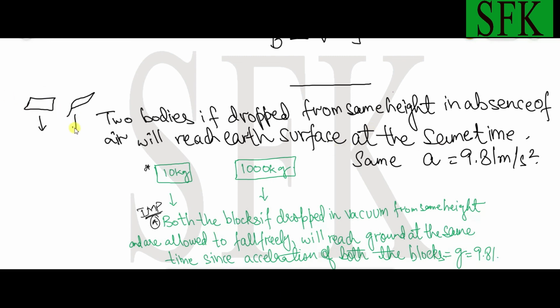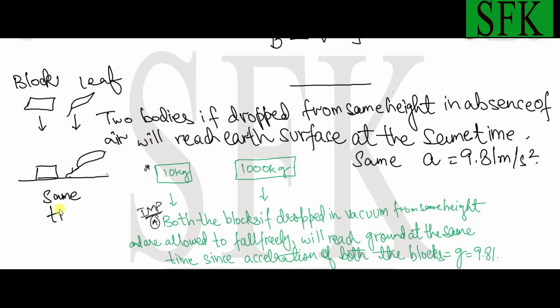So if I have a leaf and a heavy block, and they are both dropped from the same height, they'll reach the Earth's surface at the same time. They both will hit the Earth's surface at the same time if air resistance is negligible. This is an important fact to remember, and the reason is simple: the acceleration for both bodies is constant, which is the acceleration of free fall.